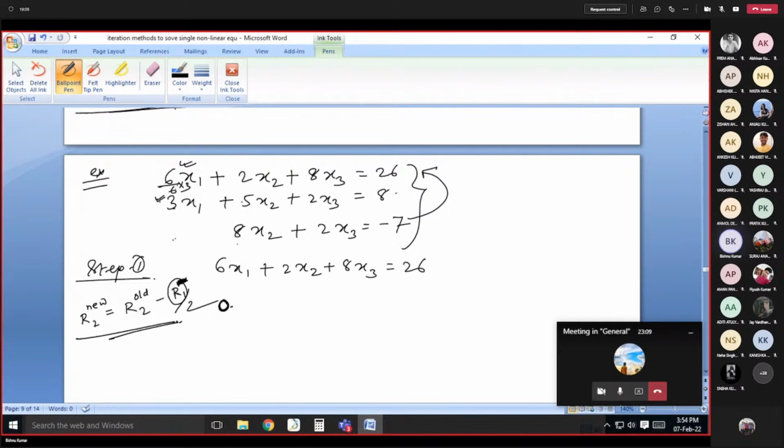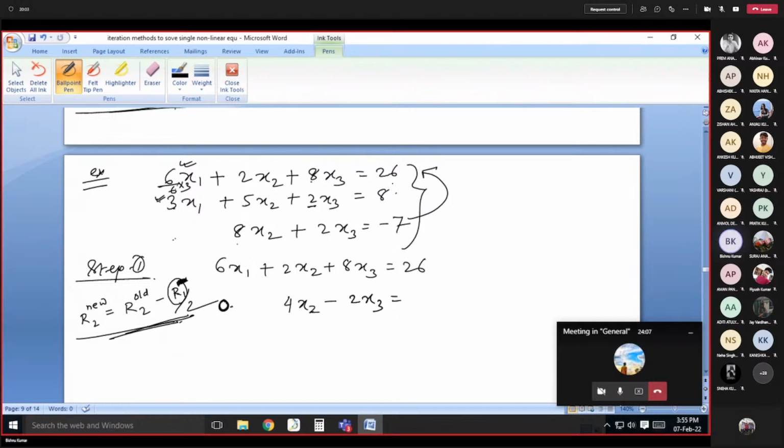Then that operation, which makes this 0, you perform on the remaining elements also. So what will happen? 5 minus R1 by 2: 2 by 2 means 1, 5 minus 1 means 4, so 4x2. You perform that operation on the remaining elements also. x2 plus 2 minus 4: 8 by 2 means 4, 2 minus 4 means minus 2. So x3 coefficient is 2 minus 4, which is minus 2.